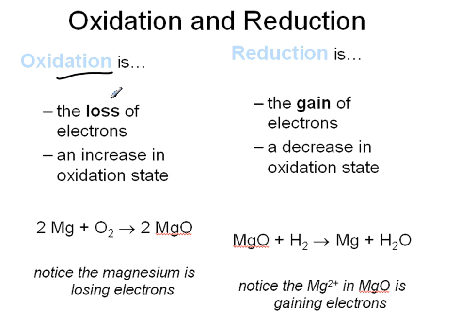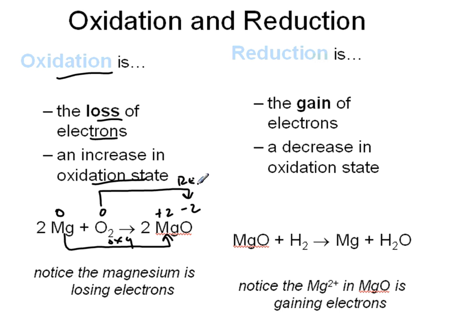We talked about this before. Oxidation is a loss of electrons. It's an increase in your oxidation number. So for example, magnesium elementally has an oxidation number of 0 here, 0 here. Magnesium is 2 plus here, oxygen is 2 minus there. So magnesium goes from 0 to 2 plus, which is an oxidation. Oxygen goes from 0 to 2 minus, and that's a reduction. So that is definitely a redox reaction.